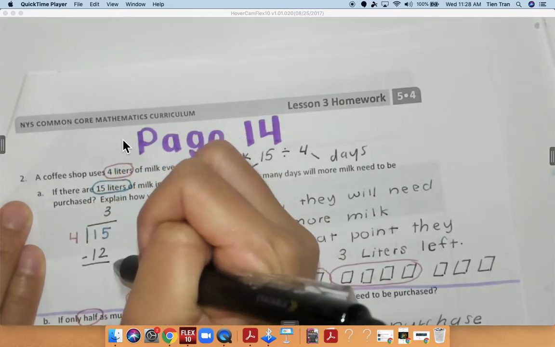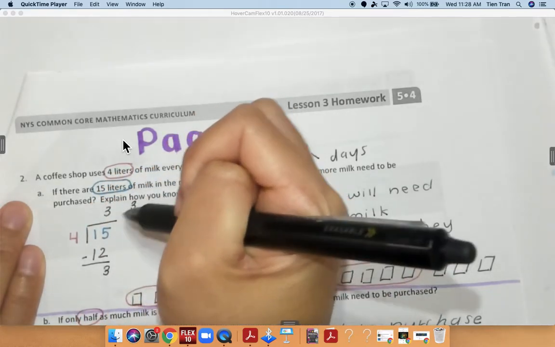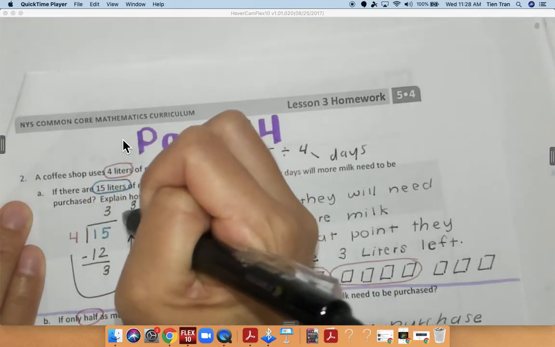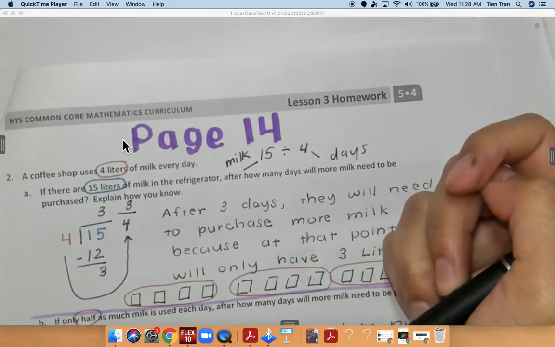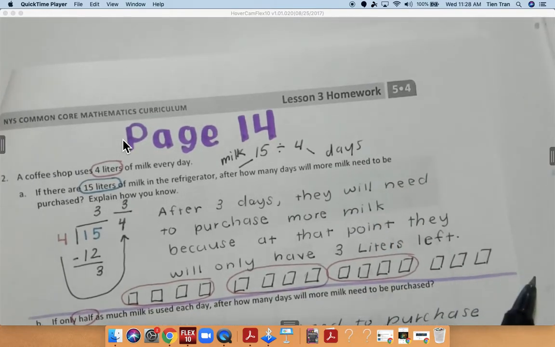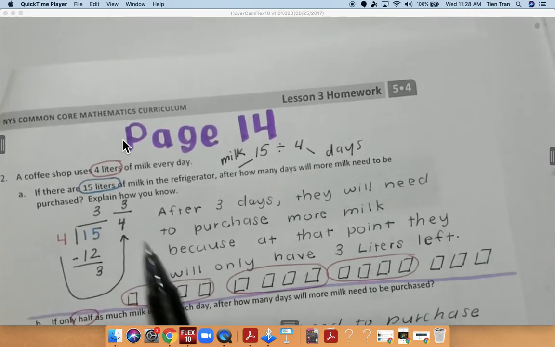15 minus 12 is equal to 3. My remainder would be 3. And my denominator would be 4. So I get 3 and 3/4 as my final answer. And if I were to draw that out, this is what it would look like. I would have altogether 15 pieces, and I can circle 4 for each one, and the remainder would be 3, just like what we see here.